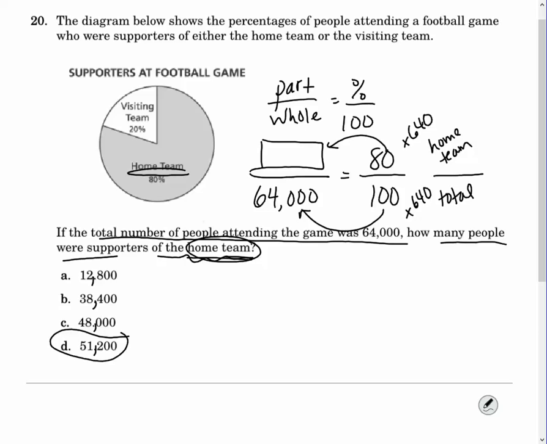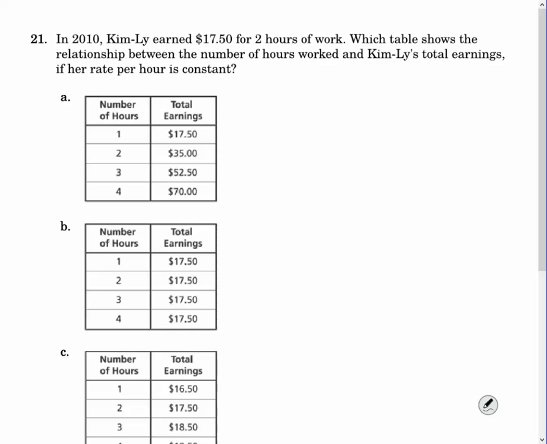All right, let's go to question 21. Kim Lee earned $17.50 for 2 hours of work. Which table shows the relationship between the number of hours worked and Kim Lee's total earnings if her rate per hour is constant? So when you look at this chart, the key thing that will help you eliminate a few of these answers immediately is that we know it's $17.50 for 2 hours. Well, if you look here, that's showing $17.50 for 1 hour.